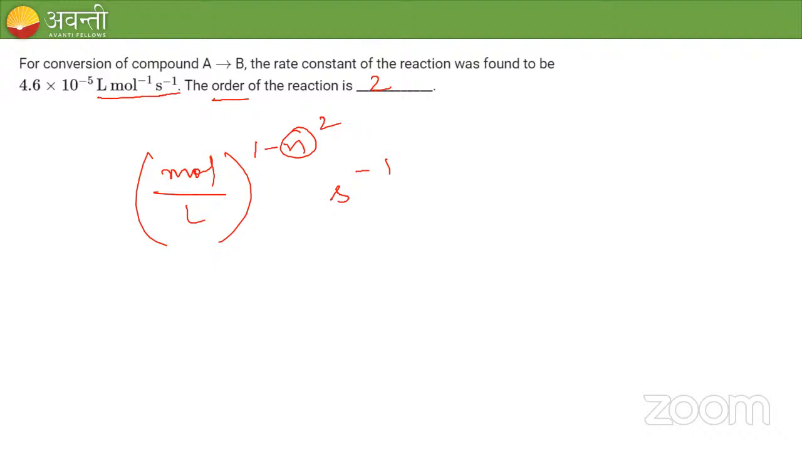So without even thinking of the given number value for the rate constant, just by looking at the unit, you can get the order. So this kind of question is not a time consuming question. You can go for this question just by closing your eyes. Okay. Next, we'll go with one more.